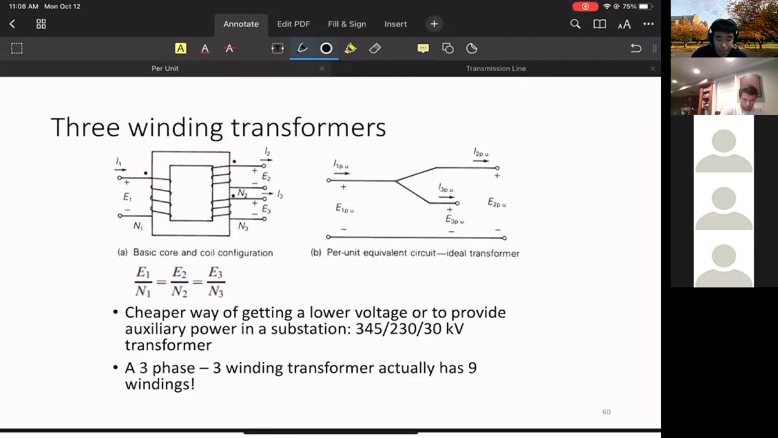This makes the practical transformer model more complicated, because the non-idealities become more complicated to work with. But you do have substations with this kind of connection. This happens for bigger transformers when you need 2 things to come out of it.